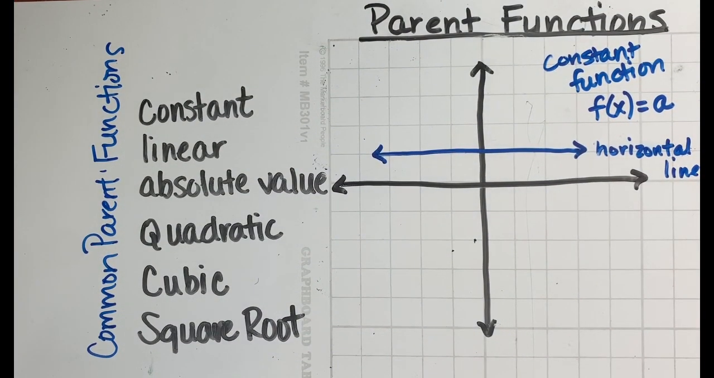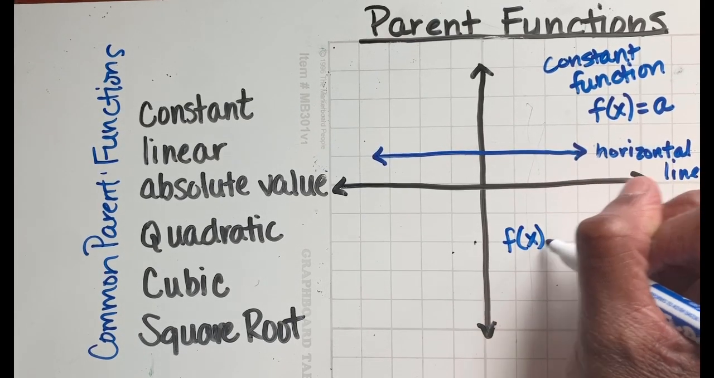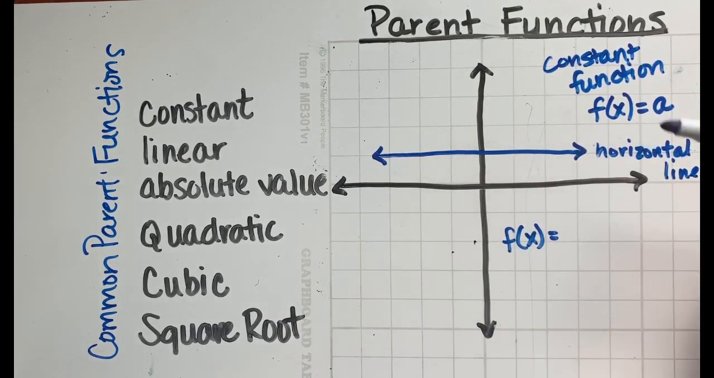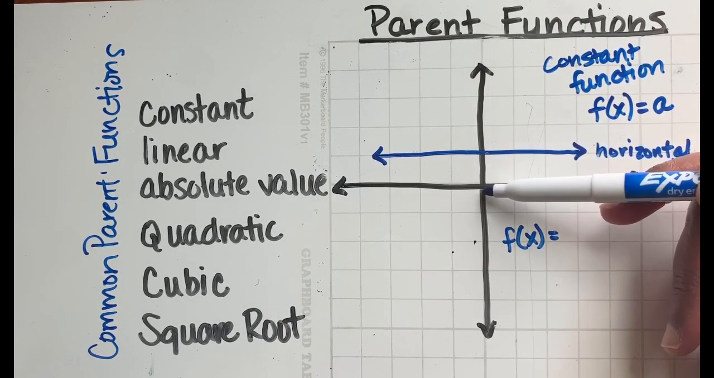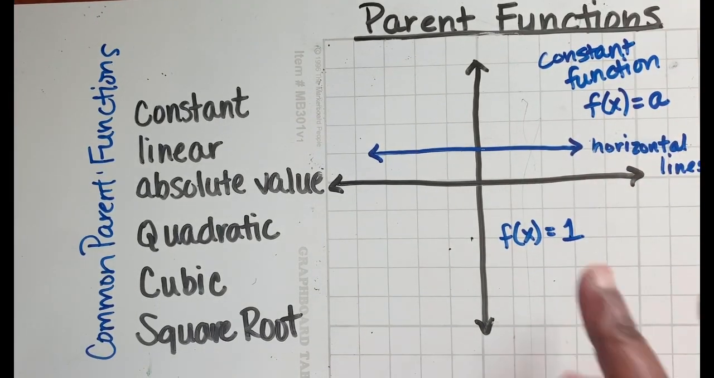Now, let's look at what this particular function is. If I was going to write the equation for this function, I would put f of x equals whatever the value of this y is, okay? It's right here. This is our origin, and if I'm counting by 1, f of x is equal to 1. So that's the equation of this constant function.